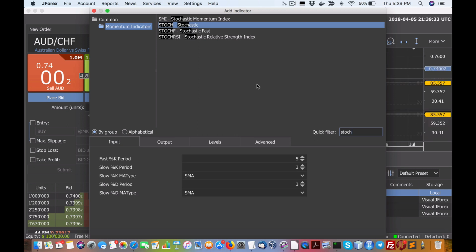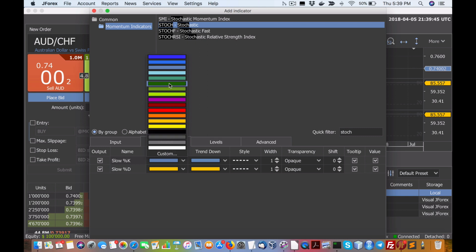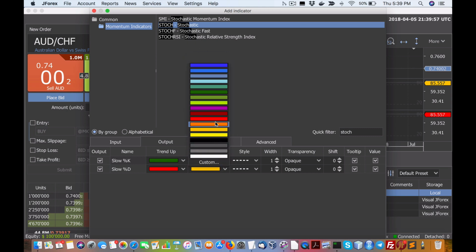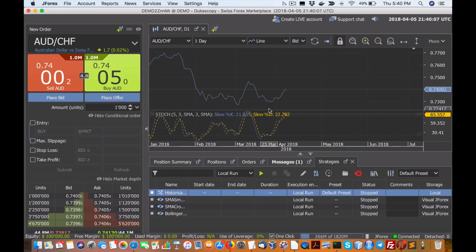Stochastics, fast. Okay. Slow SMA output. Trend up, trend down. Let's see, I like this way. Trend up, trend down, trend up, and then down. And we are going to use this guy. This makes more sense from my point of view.